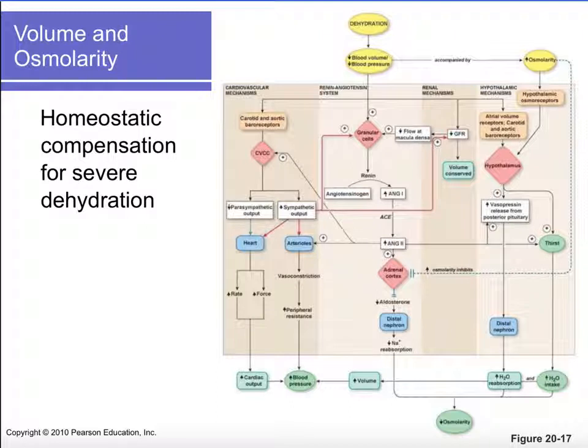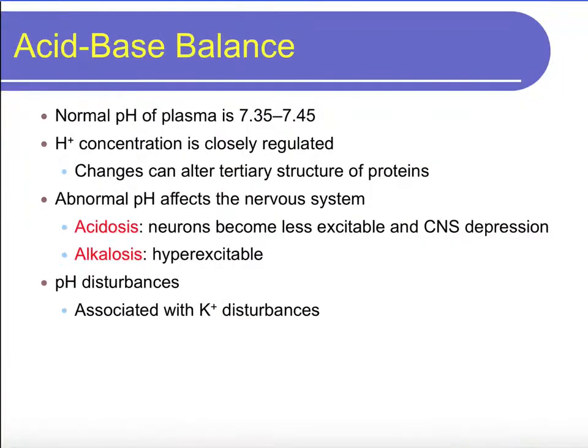So, I would highly recommend you use this as a summary slide, as a test slide to see how well you connected and learned the material. And then let's end with acid-base balance. So normal pH of our plasma is about 7.35 to 7.45.